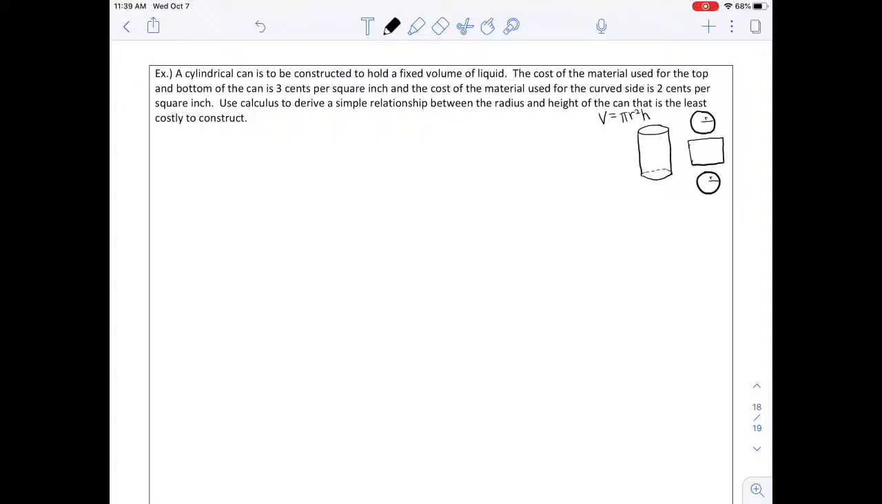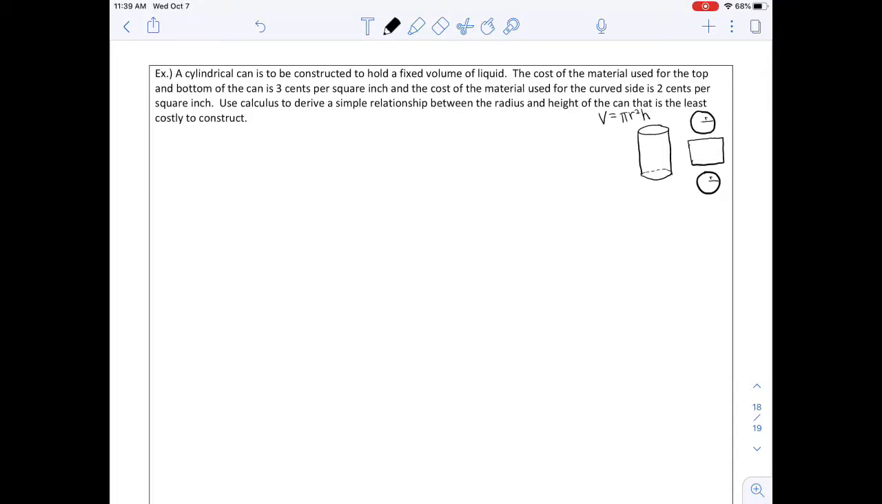The example for chapter 3 on page 18, the last page of the notes, says a cylindrical can is to be constructed to hold a fixed volume of liquid. The cost of the material used for the top and bottom of the can is 3 cents per square inch, and the cost of the material used for the curved side, which is a rectangle, is 2 cents per square inch. Use calculus to derive a simple relationship between the radius and height of the can that is the least costly to construct.